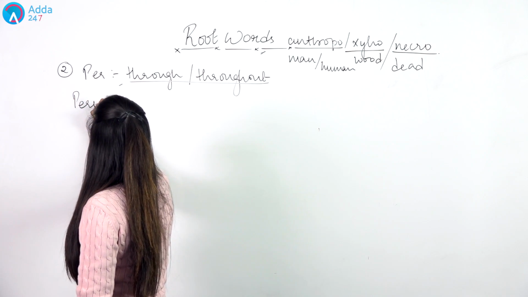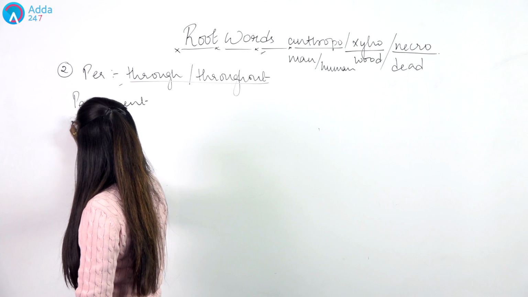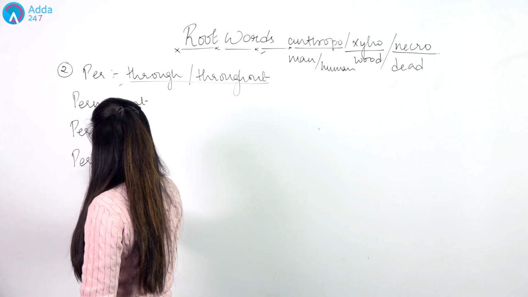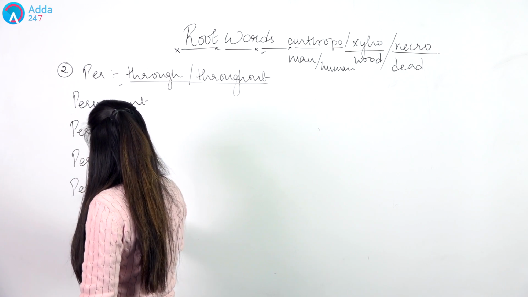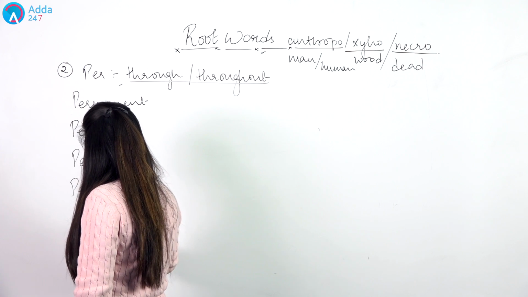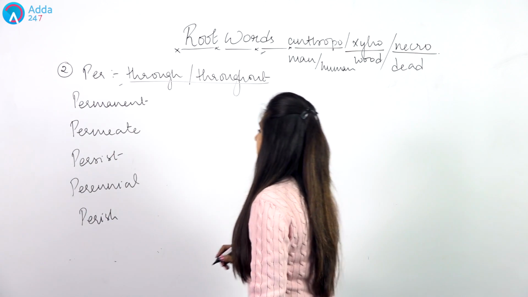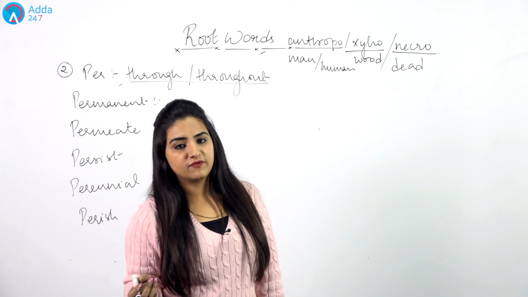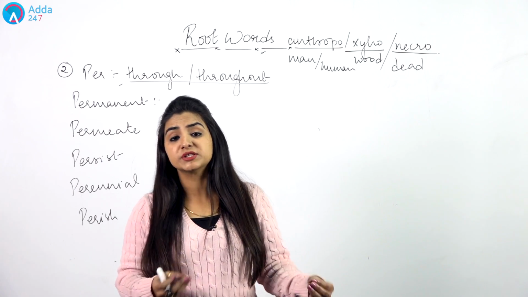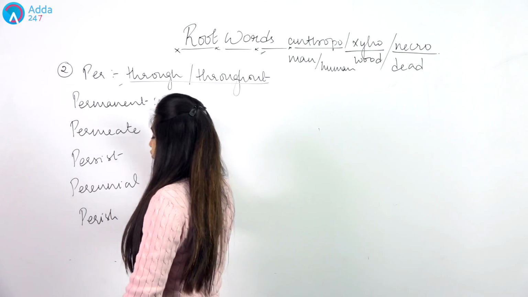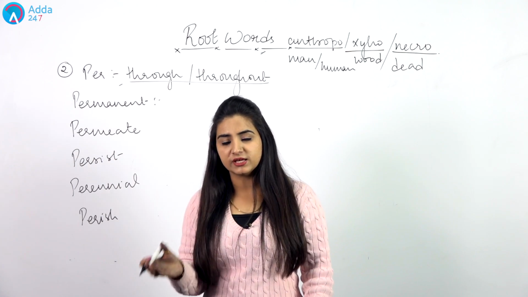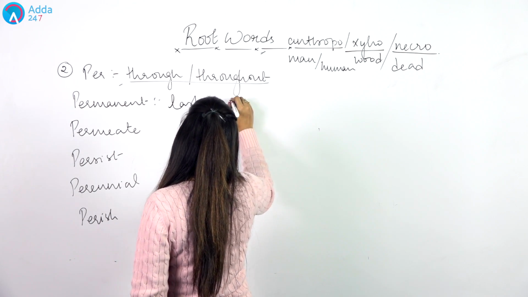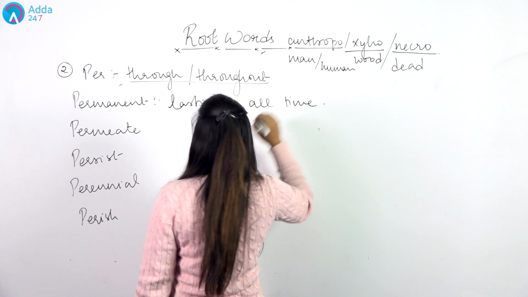We have the word permanent out of it. We have the word permeate. We have the word persist. We have perennial. We have perish. Now, when I say permanent, permanent is something that is present in all times. For example, who's your permanent friend? This is what I ask when I want to ask who is your best friend. So, permanent is a person or a non-living thing which is present in all time. So, lasting in all time is what we mean by permanent.